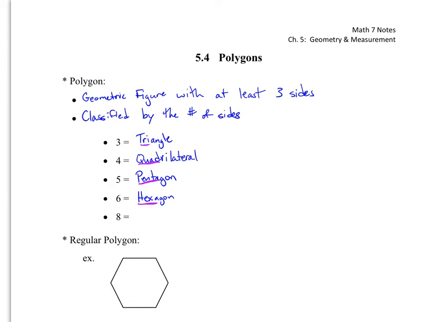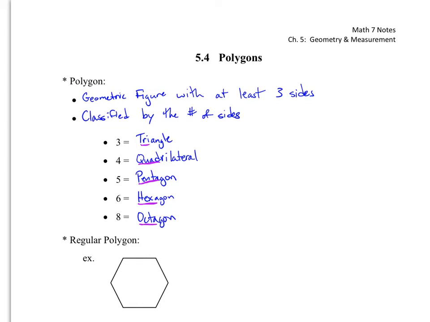We're going to jump to an 8-sided figure, not because 7 doesn't have a name, but because we don't use them very often. 8-sided figure is an octagon. Not oxygen, we breathe that. What is a 7-sided figure called? It's a heptagon.